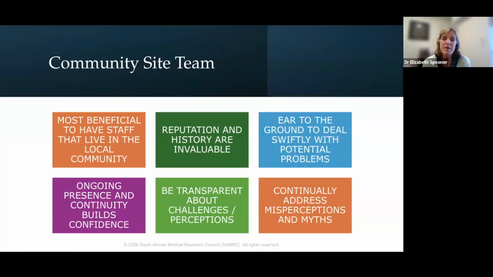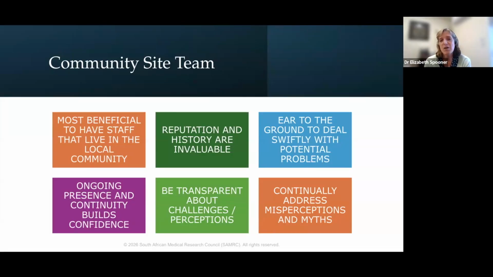And just about our community site team, some things that we've learned is it really is beneficial to have staff that have lived in this local community. Quite a few of our staff have grown up in the area and are so respected. I'm often aware when I go to a meeting that the reason the doors are open is because Clifford has grown up in this community and they know him. And he just paves the way for that. So reputation and history are really invaluable, and they have their ear to the ground, and they can pick up what's going on and who needs to be spoken to. And their ongoing presence really builds confidence.